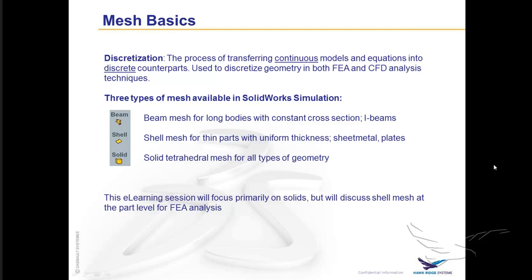Now, the beam and the shell mesh are there for us to approximate the geometry when the solid tetrahedral mesh isn't very ideal. Let's say we have too many elements, an excessive number of elements, or the geometry doesn't lend itself well to the element size. This e-learning session will focus primarily on solids, but we will discuss the shell meshing at the part level, and we'll take a look at it a little bit at the assembly level as well.